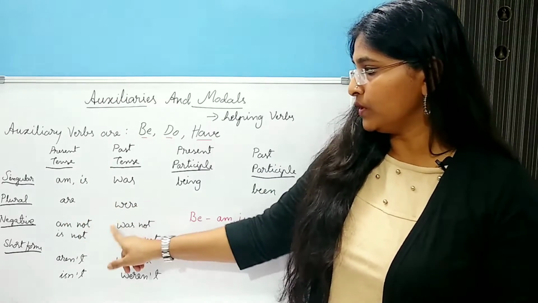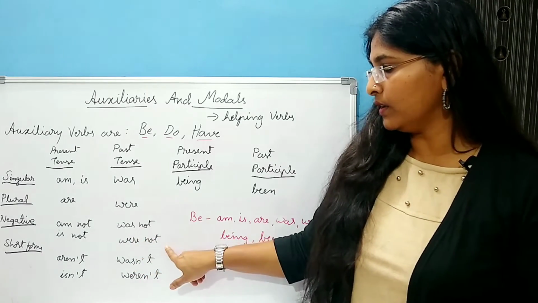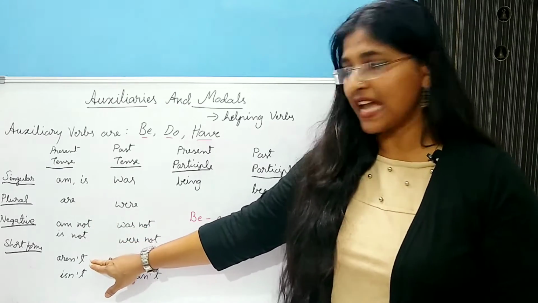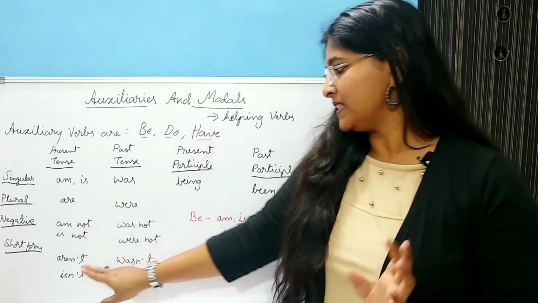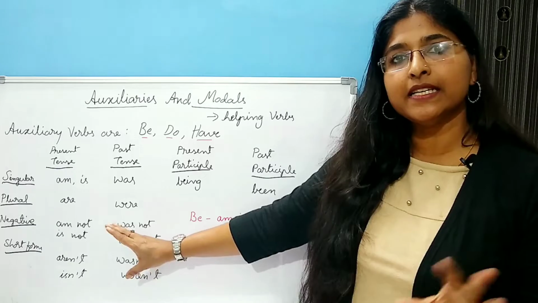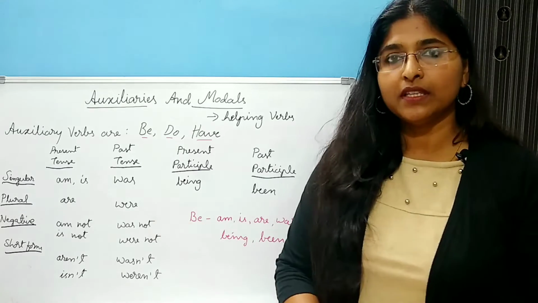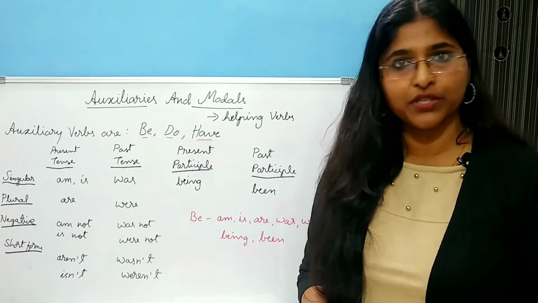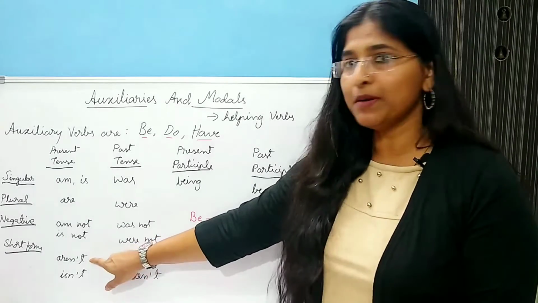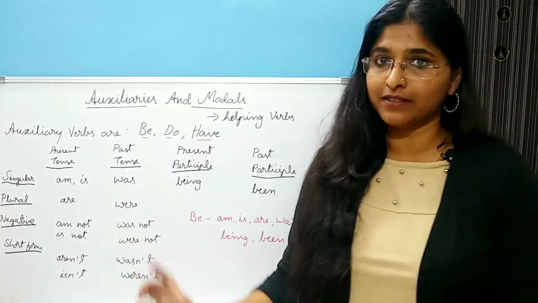And the negatives of these words are am not, is not, are not, was not, were not, and the short forms of these negatives are, for am not, I have written here aren't, then isn't, wasn't, weren't. I'm teaching these negatives and their short forms, and the positive forms, everything, because in the next video I'm going to teach you the question tag. So these short forms are also important here. I hope you remember this. Instead of am not, the short form we have to write is aren't.